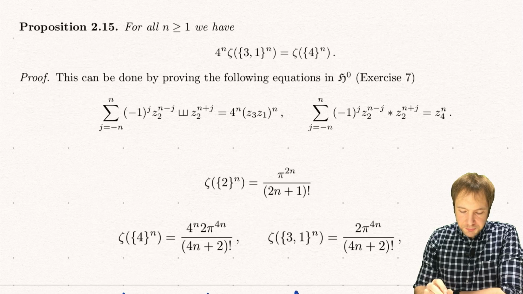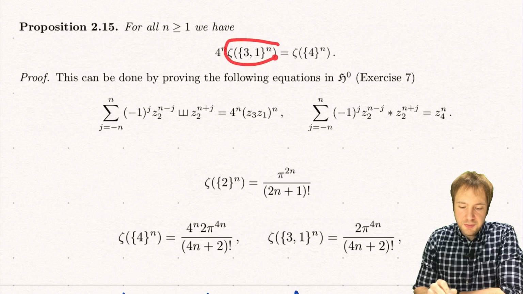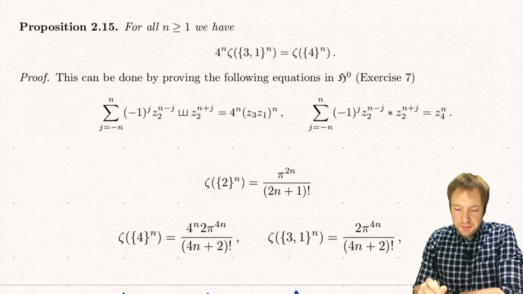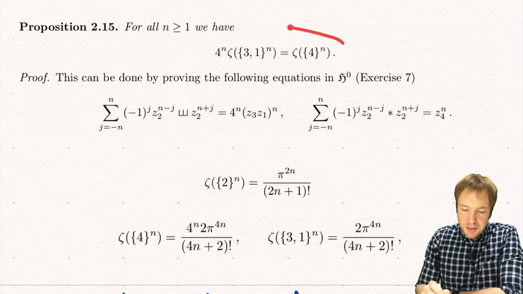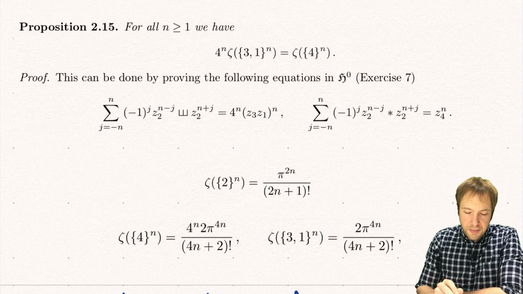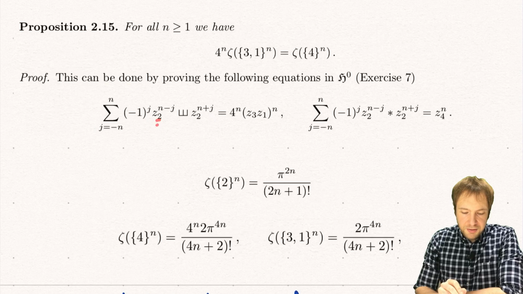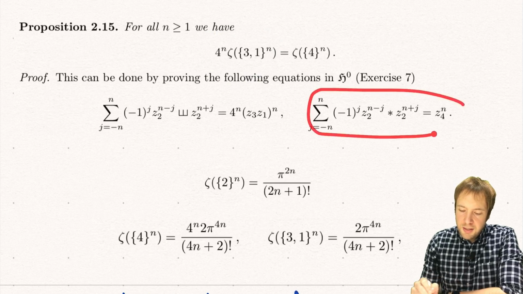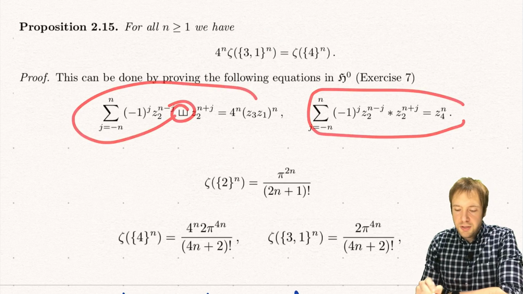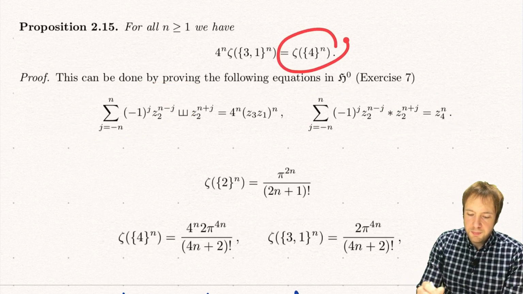Namely, the statement is that for all n greater or equal to 1, I have 4^n zeta(3,1,...,3,1) (n times) equals zeta(4,4,...,4). And to prove this, you can show that on the level of H0, if you take the shuffle product and this linear combination of these shuffle products of these z2, z2 and so on, you will get the left-hand side after applying the zeta map. And if you take the same expression, but instead of the shuffle you take the stuffle product, you get the right-hand side. And then applying the zeta map, you get this one here.